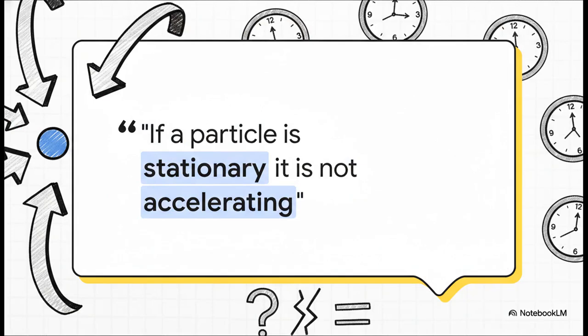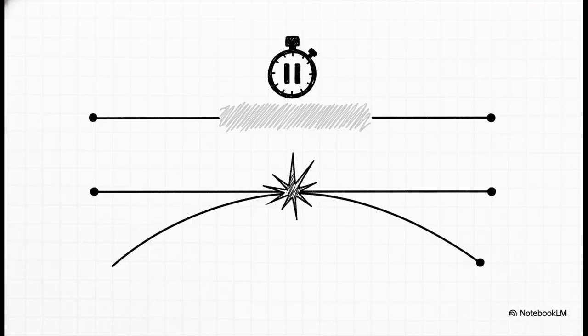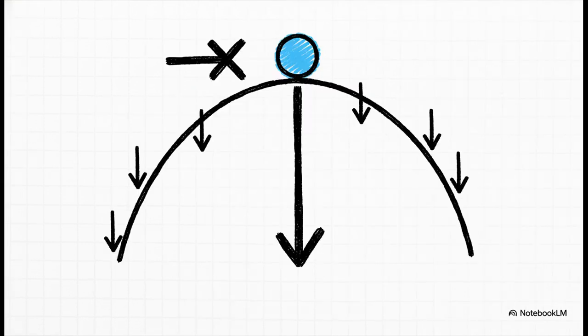Okay, next trap. This one sounds totally logical, but in physics, it's actually false. Check this out. The key here is that it's only stopped for a split second. Literally, just an instant. Think about a ball you throw up. At its very peak, its velocity is 0, but gravity is still pulling it down.